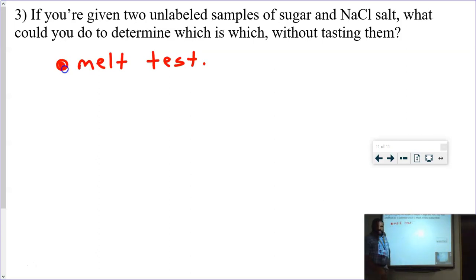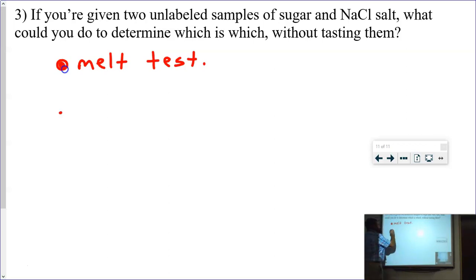So if we run a melt test, or a melting point test, sugar is going to melt at a much lower temperature than salt would. Not even close. Kind of like I said earlier in this video, if you take a pot, put it on the stove, pour some salt in there, you're not going to melt it. Take a pot, put it on the stove, put some sugar in there, you're going to melt it. The melting point of sugar is much lower.